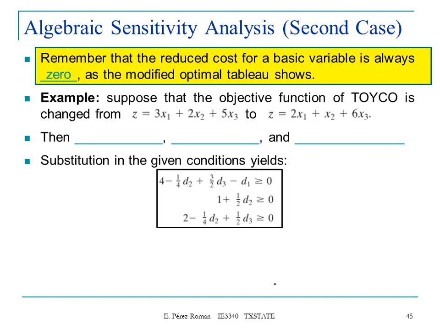Then D1 will be the difference between 2 minus 1, D2 is 1 minus 2, and D3 is 6 minus 5. It should be 2 minus 3.